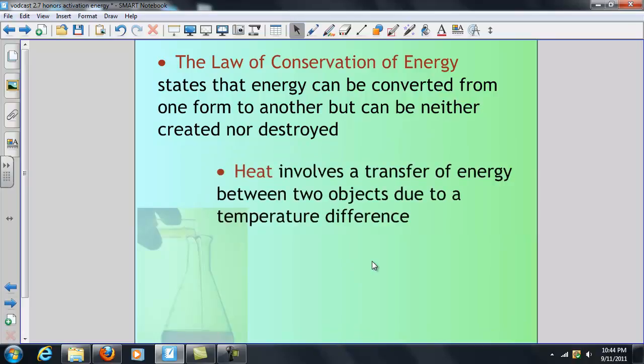Now, if we can convert it from one form to another, one of the biggest things that we do is it gets converted to heat. And heat has a really important definition here. Heat is a transfer of energy. So you've got something cold and something hot, and the heat is going to flow from the hot object into the cold object.